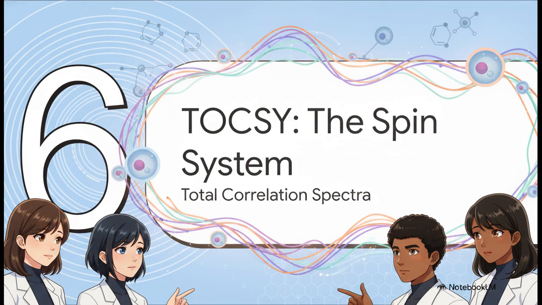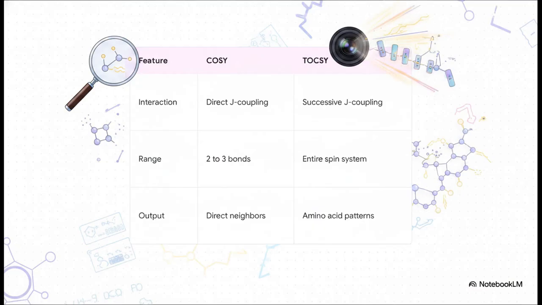That brings us to our final section, TOCSY, the complete spin system via total correlation spectroscopy. If COSY is our magnifying glass for direct neighbors, then TOCSY is the wide-angle lens for the entire neighborhood. While COSY relies on direct J-coupling over just 2 to 3 bonds, TOCSY disperses magnetization through successive J-coupling. It acts exactly like a domino effect. It transfers the signal down the line, bond by bond, to correlate the entire unbroken spin system of a molecule, like an entire amino acid, all at once.